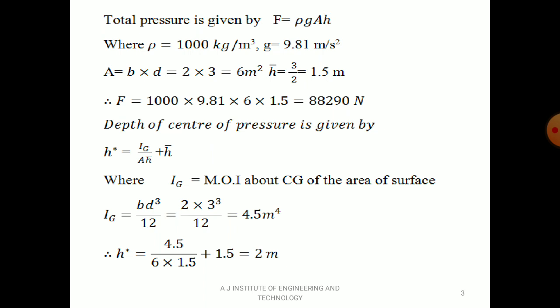Now depth of center of pressure is given by a correlation you have to remember: H star equal to Ig divided by A into H bar, plus H bar. Where Ig equal to moment of inertia about the centroid or center of gravity of the area of the surface. For a rectangular plane surface, Ig equal to B D cube divided by 12. B, that is width, is 2 meter, depth is 3 meter. So 2 into 3 cube divided by 12 equal to 4.5 meter to the power 4. Therefore H star equal to 4.5 divided by 6 into 1.5, plus 1.5, that is equal to 2 meter. So that is the distance of the center of pressure from the free water surface, that is H star.